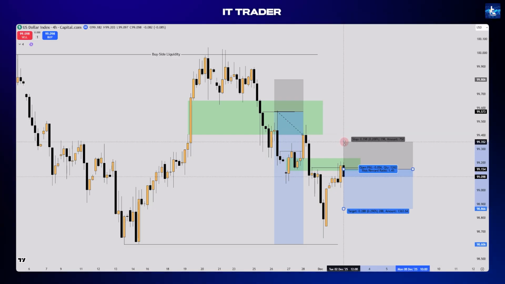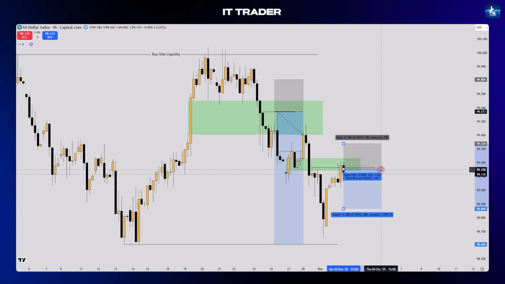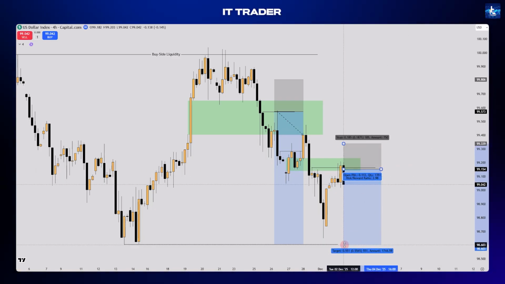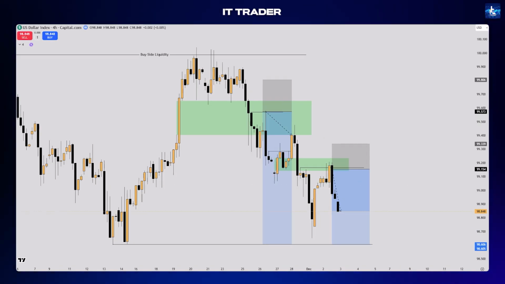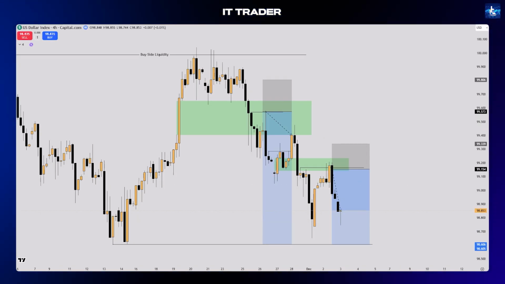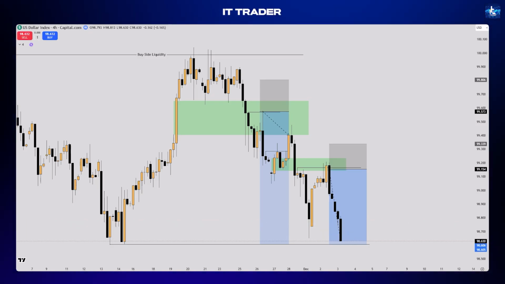Note how additional models are formed further on, which give perfect tests of the same area and further continuation of the short movement. This allows you not only to hold the first position, but also to open another short trade, moving the first trade to break even if you want.